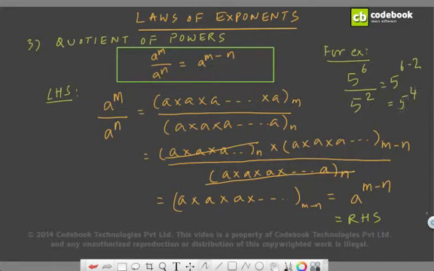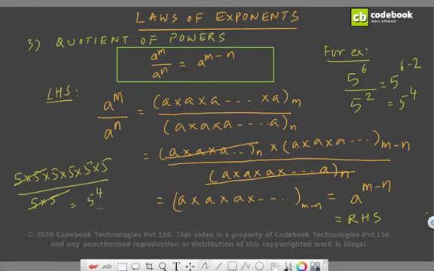We can actually verify this as well. If you expand the numerator out, it is 5 multiplied by 5, 6 number of times, and if you expand the denominator, it is 5 multiplied by itself 2 times. So if you cancel out the terms, you will be left with 5 multiplied by 5, 4 times, which is nothing but 5 raised to the power 4.